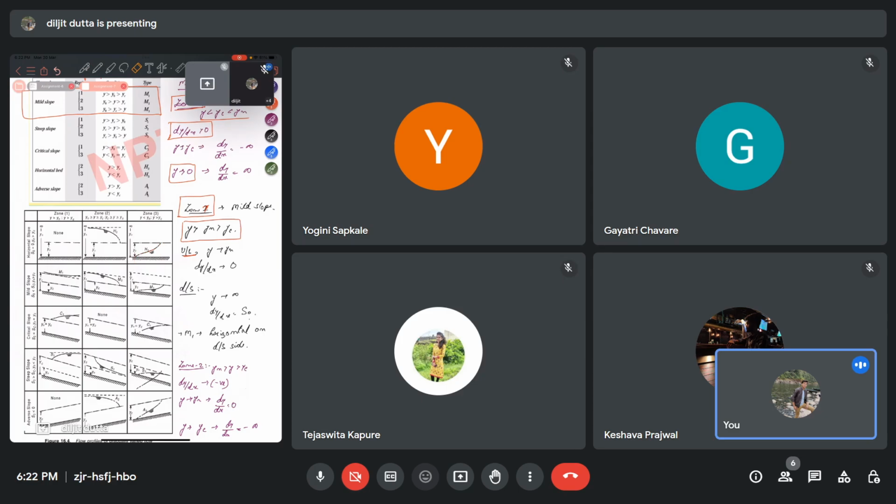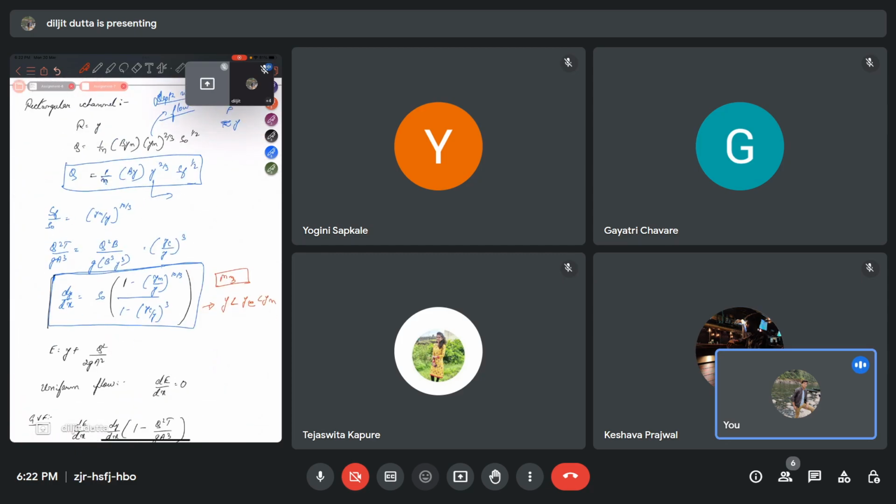This is from the M3 profile. Okay, so the upstream part we will see: when y tends to yn, in the upstream part, what will happen?